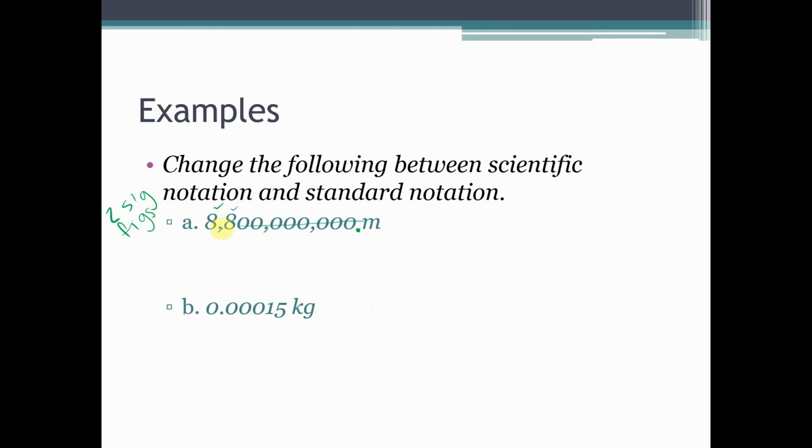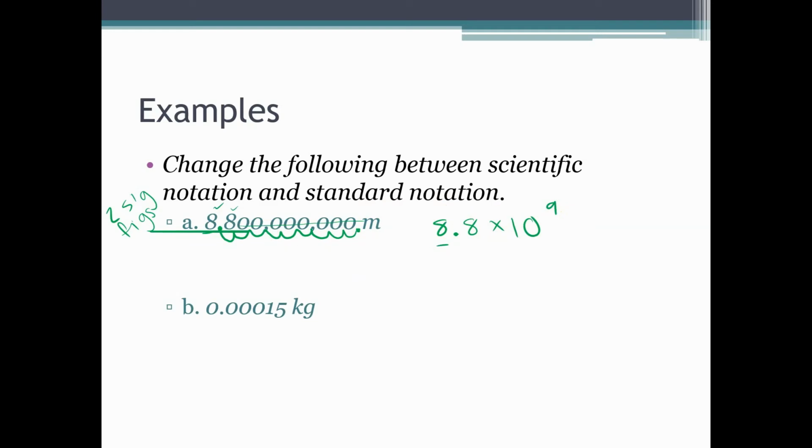So now we're going to move it until it's over here, because we want this one non-zero to the left. We'll move it 1, 2, 3, 4, 5, 6, 7, 8, 9 spaces, and we'll end up with 8.8. So we have that one non-zero out there, 8.8 times 10. We moved it 9 spaces and we moved it left, so that gets to be positive.